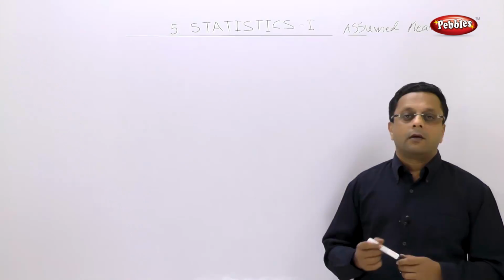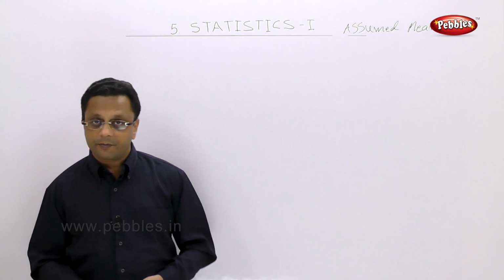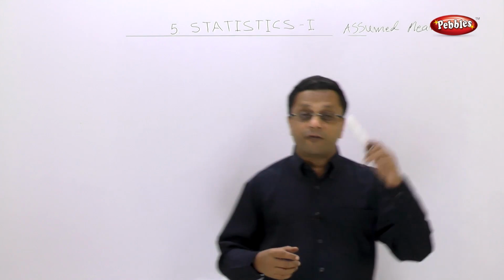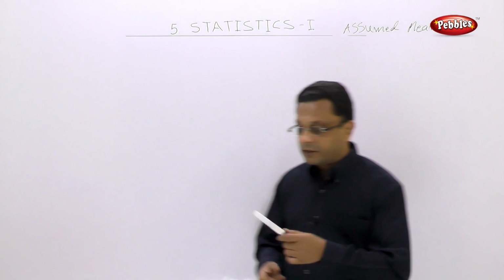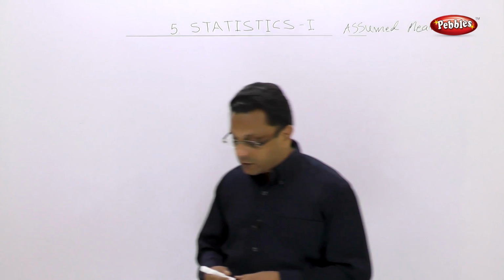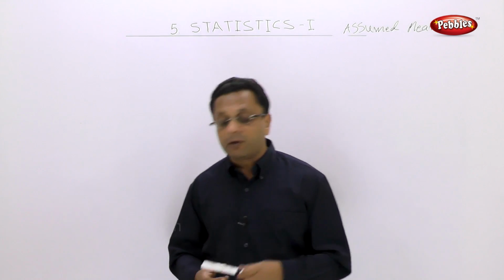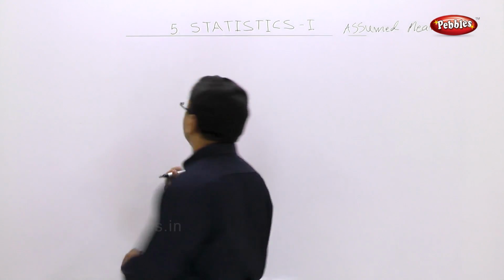Instead of di we will go one step ahead and find ui. That means we will divide that d by some number and find u. So my calculations will be further reduced. Let us see one example for the third method, that is the step deviation method of finding the mean. The example is: the rainfall in mm recorded in 50 cities in a particular region on a particular day is given below. The rainfall in mm is given.